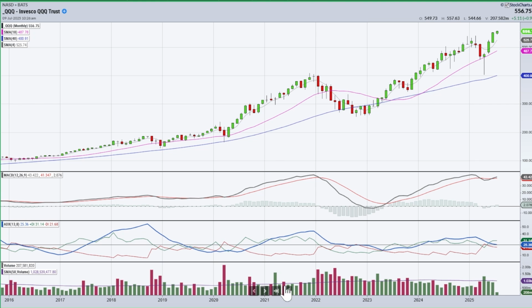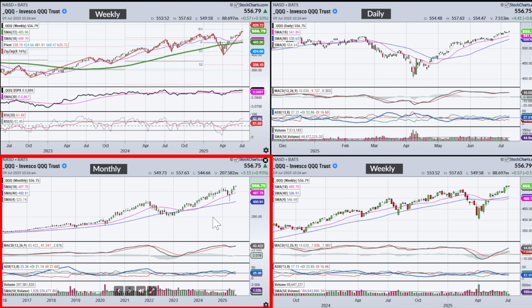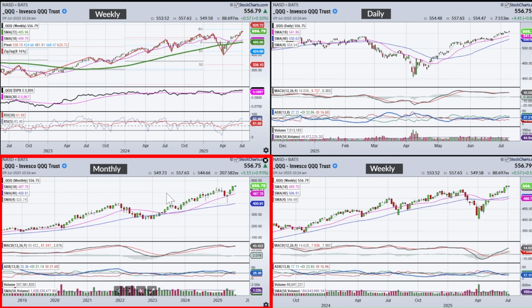Now that doesn't mean it's necessarily a timing tool. I don't use the monthly as a timing tool necessarily. It's very rarely a trigger unless I'm doing something longer term, like I talked about in the opening with the quarterly and then the monthly as the trigger. But for the most part, I'm looking at the monthly as giving me an idea of what the bias is. The bias is up here, all right?